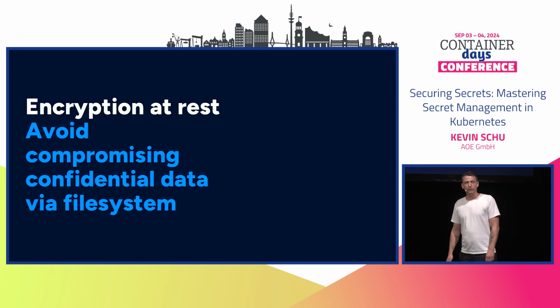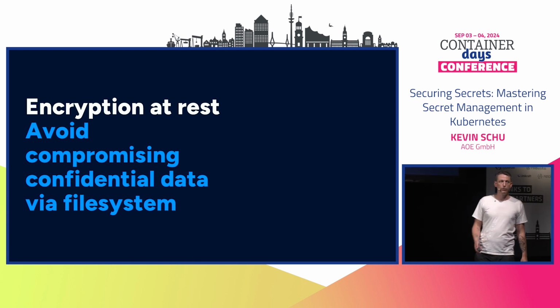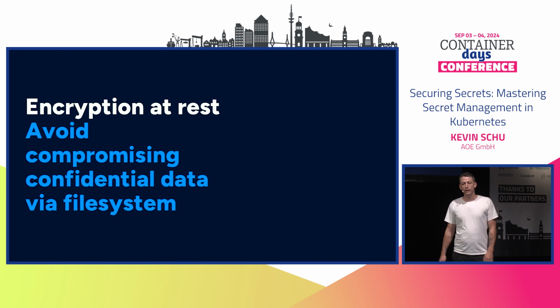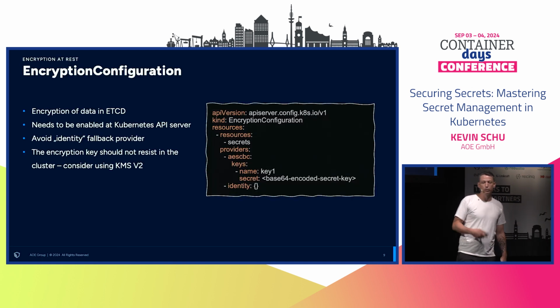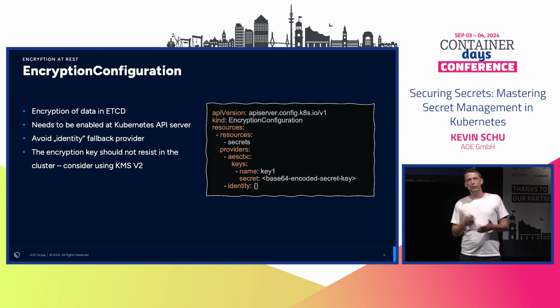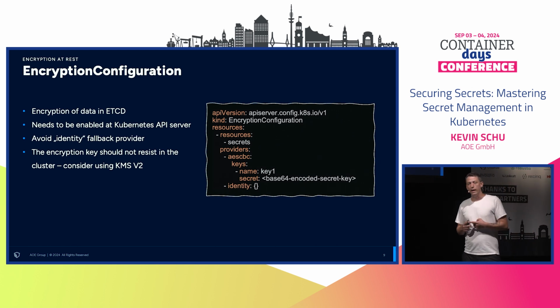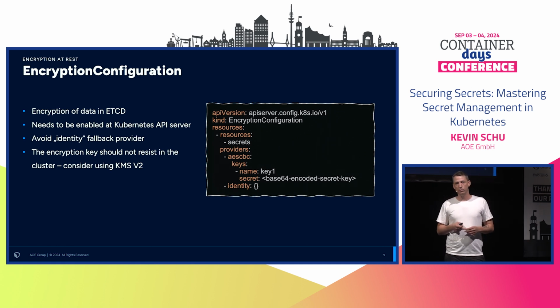Let's talk about encryption at rest first. You want to avoid compromising your secrets from etcd. Luckily, Kubernetes provides us a mechanism for that, the so-called encryption configuration. Basically, you can configure encryption for every Kubernetes resource, even though I would not recommend encrypting everything. It has a huge performance impact on the API server, but definitely consider encrypting secrets and also maybe config maps or other resources that can contain confidential data you don't want to expose.